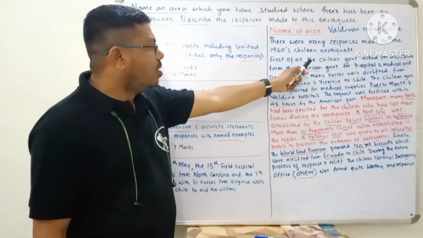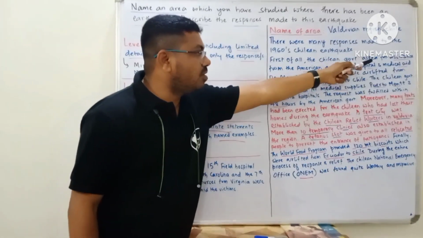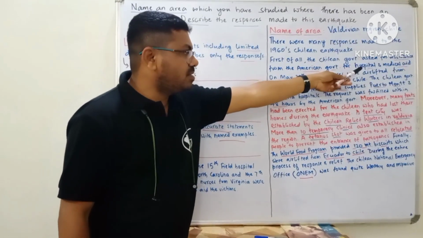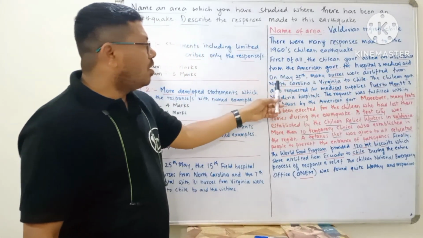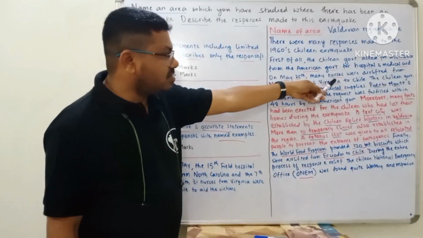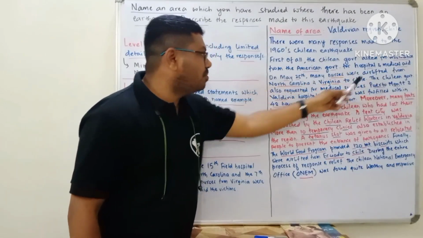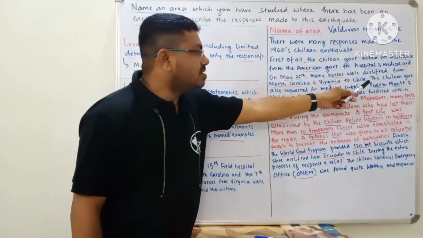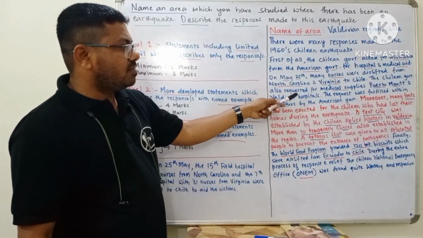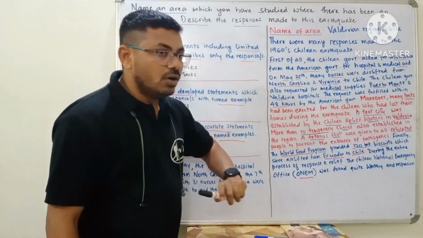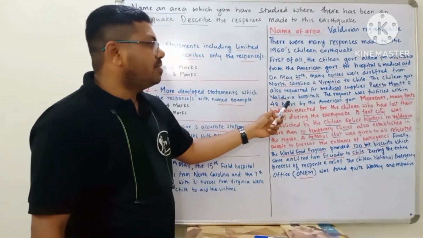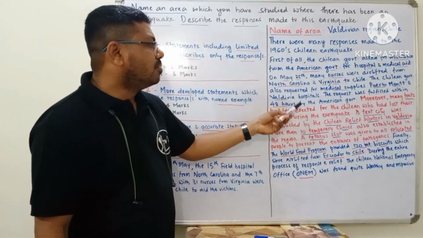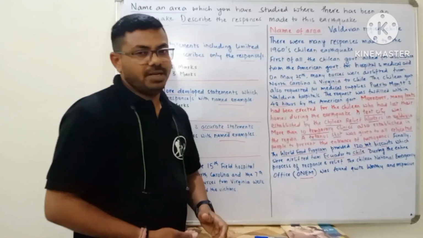First of all, the Chilean government asked for assistance from the American government for hospital and medical aid. On May 25th, many nurses were airlifted from North Carolina and Virginia to Chile. The Chilean government also requested medical supplies for Puerto Montt and Valdivia hospitals. The request was fulfilled within 48 hours by the American government.